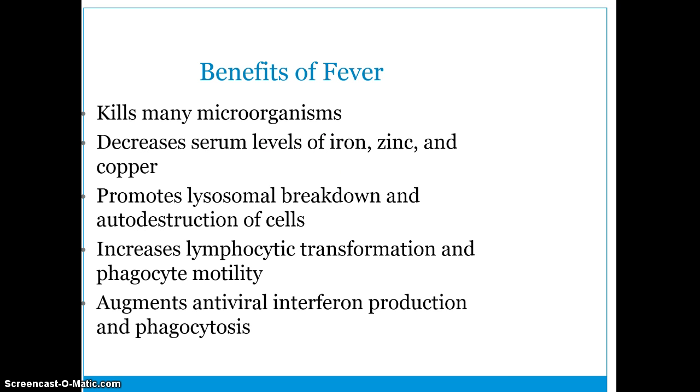They decrease serum levels of iron, zinc, and copper if we have too much of it. It promotes lysosomal breakdown and autodestruction of cells. It also increases lymphocytic transformation, phagocytic motility, and augments antiviral interferon production and phagocytosis. So it's a good thing.